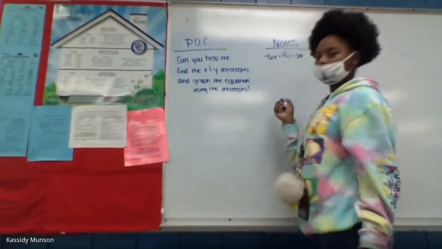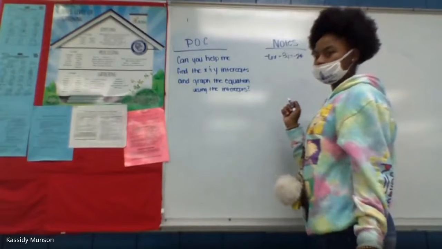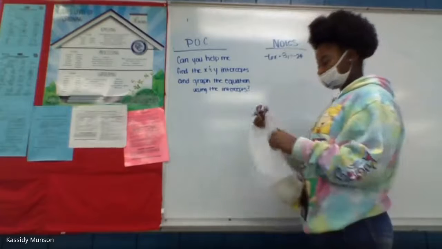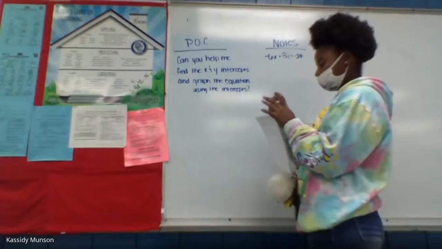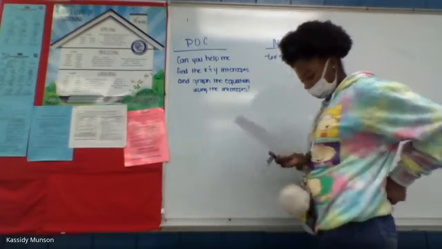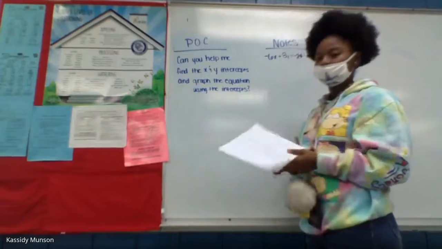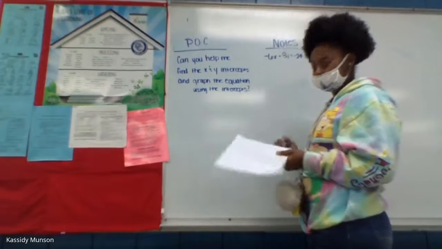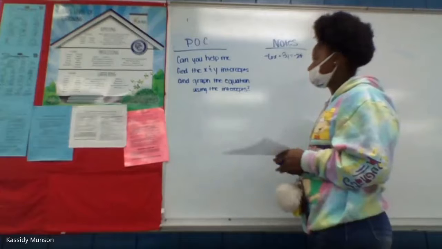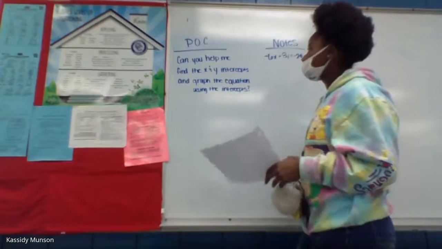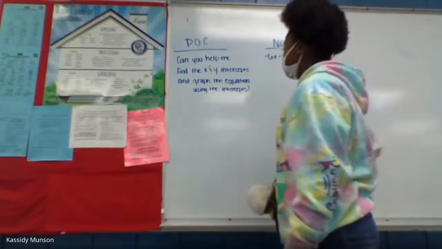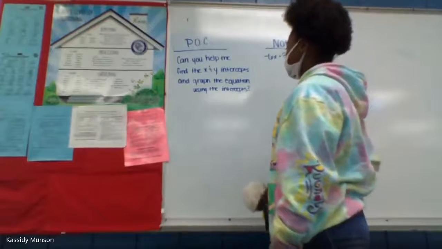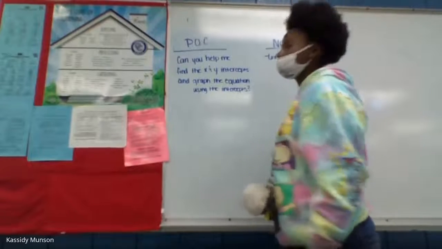Should I solve this first and then draw the graph for it? If you know how to, yes. If not, then it's fine. I can help you. Okay, so your PLC: can you help me find the x and y intercepts and graph the equation using the intercepts?